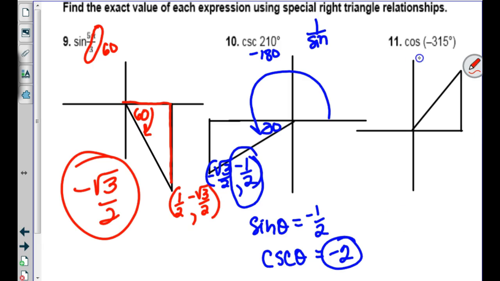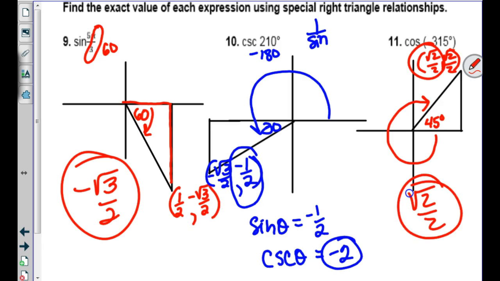All right, now we have a different special right triangle, I'm thinking, because negative 315 is how much short of 360? Okay, do you remember your 45, 45, 90 ordered pairs? They're all what? Square root of 2/2, square root of 2/2. This just wants the cosine, and we're in quadrant one, so it's positive. It's the x value. Square root of 2/2 is the cosine.